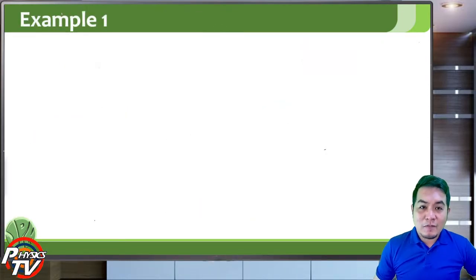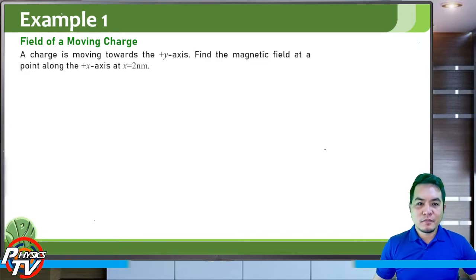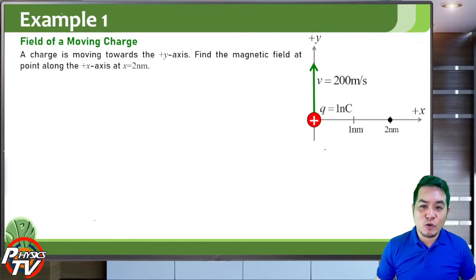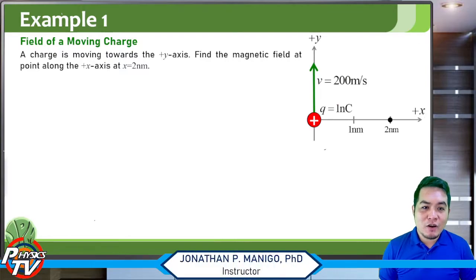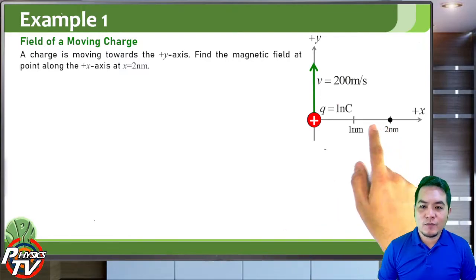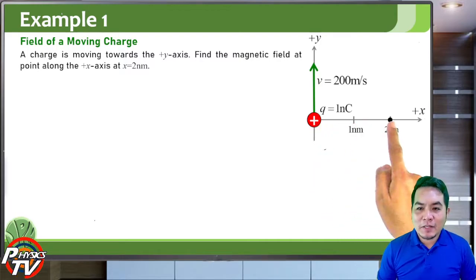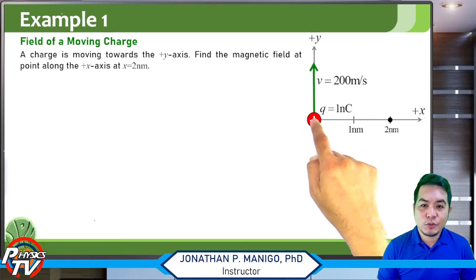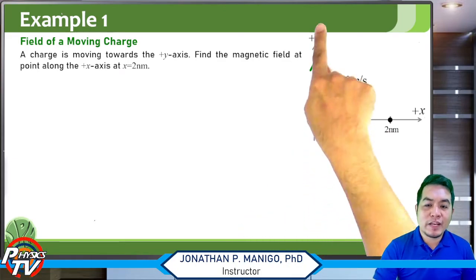So let's now have an example. Let's first have a moving charge. A charge is moving towards the positive y-axis. Find the magnetic field at the point along the positive x-axis at x equal to 2 nanometers. So we are asked to find the magnetic field at this point due to the moving charge, which is moving upward.